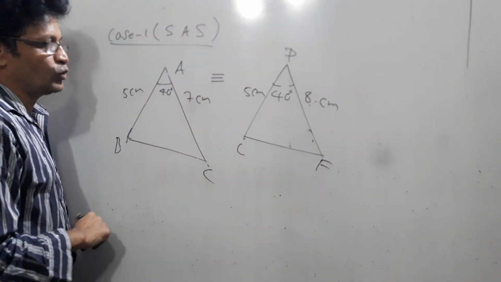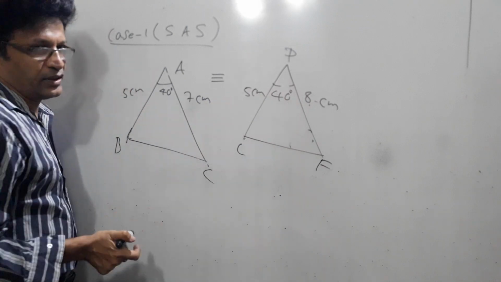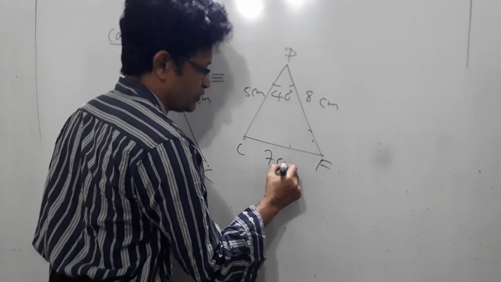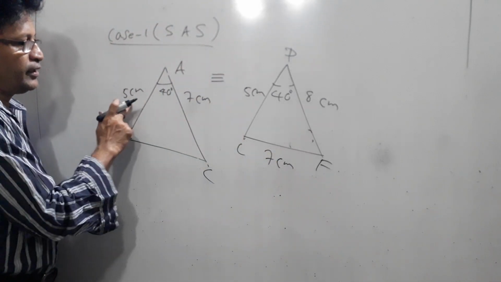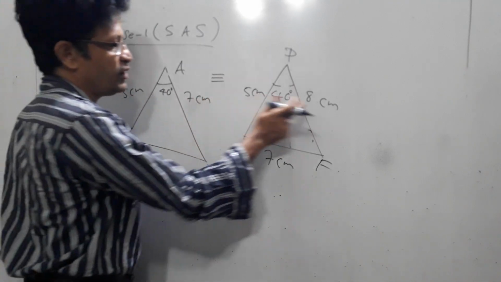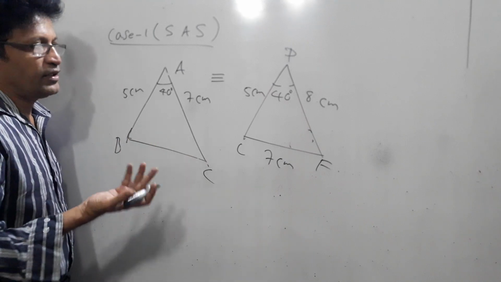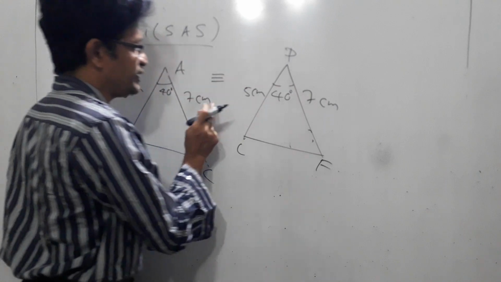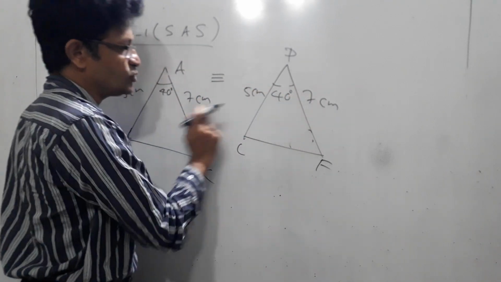Now these two are congruent? No, these two are not congruent. Why? Two sides, this and this side, are not equal. Clear? So this is 8 and this is 7 centimeters. Now these are equal. Congruent? No. Why? Here the two sides and included angle are 5, 7 and 40. Here 5, 8 and 40. 7 is some other side. So then we can't say it is congruent. Clear? So therefore, two sides and included angle should be equal to two sides and included angle of another triangle. Then these two are congruent.